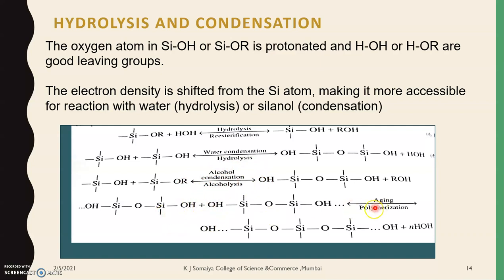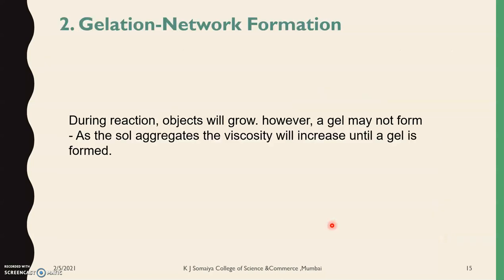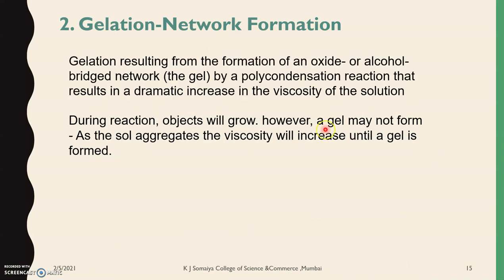And then in the aging stage, we see that polymerization happens. So a number of SiOH groups are formed, resulting in the removal of n water molecules. This is called gelation or network formation. Here we have seen that it leads to the formation of an oxide or alcohol bridged network. And these condensation reactions are known as polycondensation reactions, and this results in the increase in the viscosity of the solution.